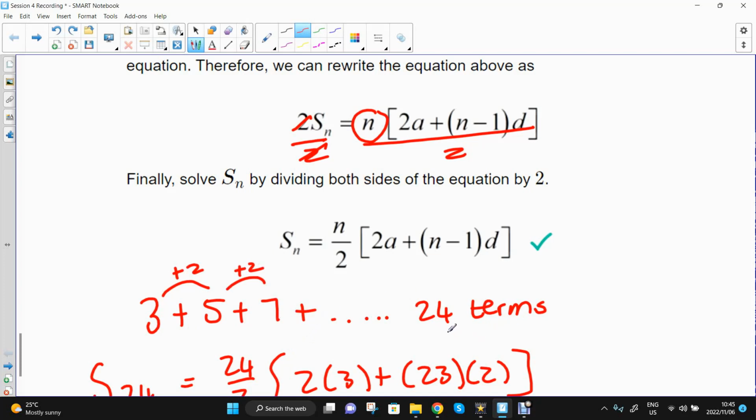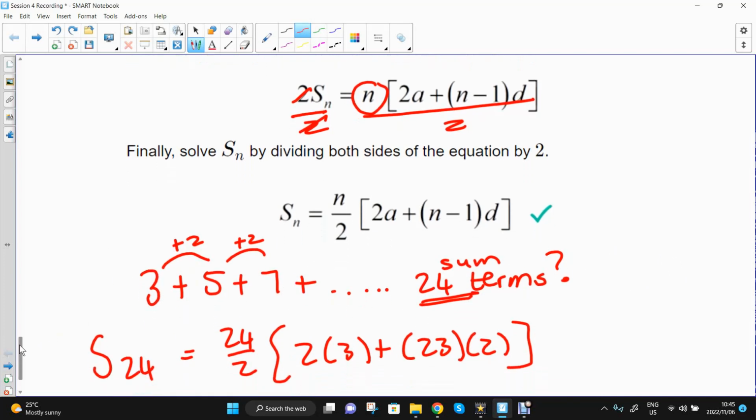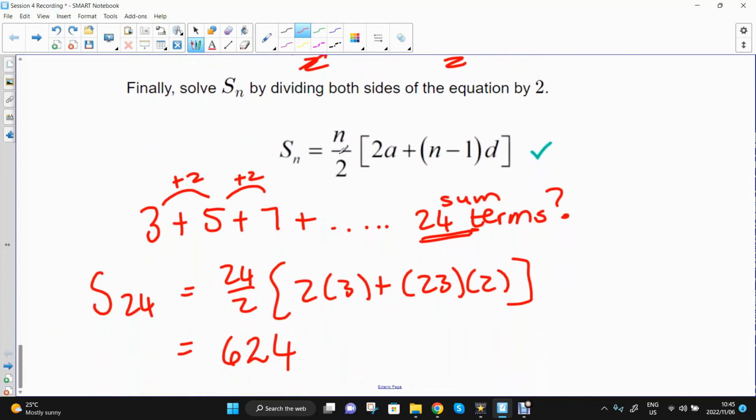And they can ask you, what is the sum of this series up to 24 terms? What is the sum of 24 terms? So if I'm going to add all of these terms together 24 times, what is my answer? And that's where the formula at the top becomes quite useful, because for the sum of 24 terms, your n is now 24, and you sub that into n.